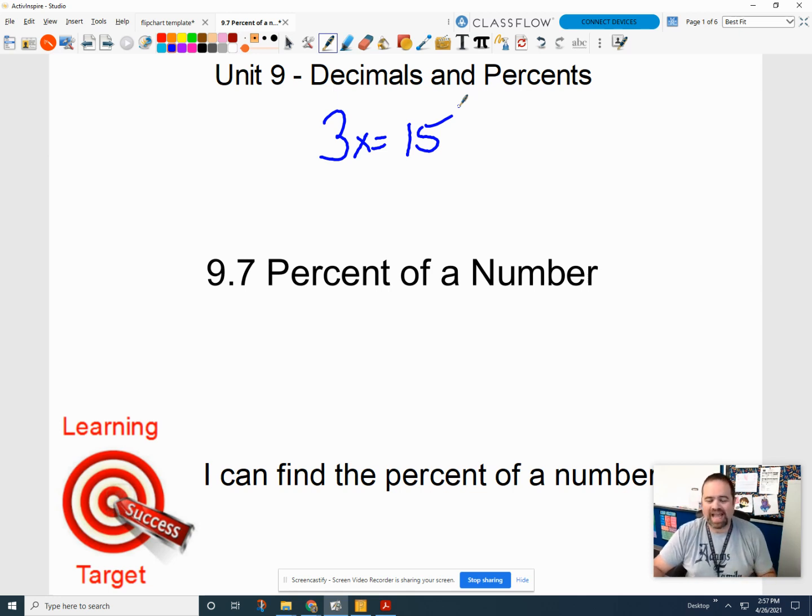So today we're going to focus on setting up the equations and setting them up correctly, and then tomorrow we'll work on actually solving them. So today, just setting these things up.